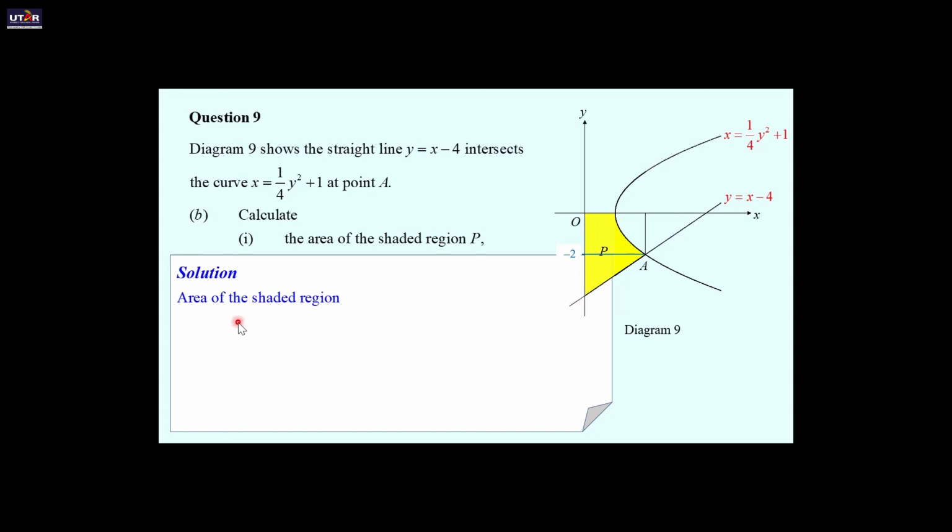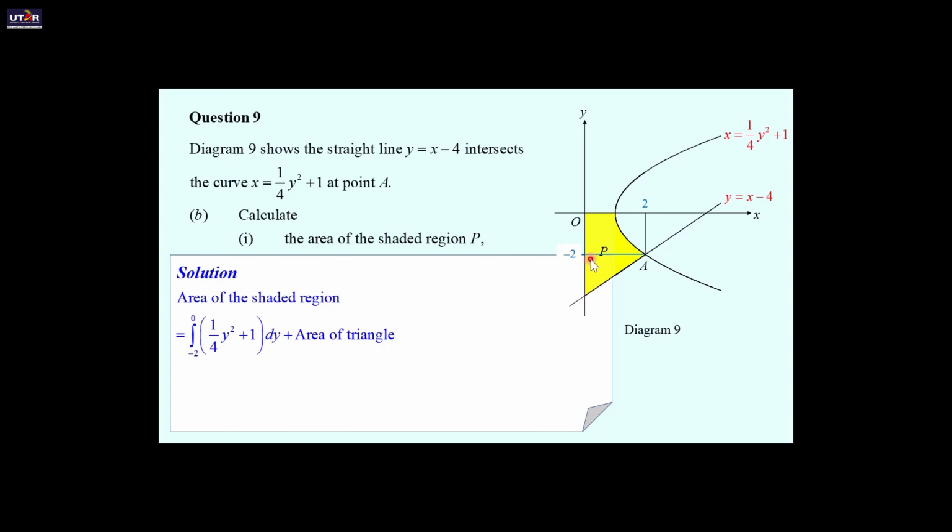So this will give you the integral of 1 over 4 y squared plus 1 from y is equal to negative 2 as the lower limit, and also the x-axis, which is y is equal to 0 as the upper limit. And we have to add with the area of the triangle, which is from negative 2 until the y-intercept of the straight line. From the equation of the straight line, which is y is equal to x minus 4, the y-intercept of the straight line shall be negative 4.